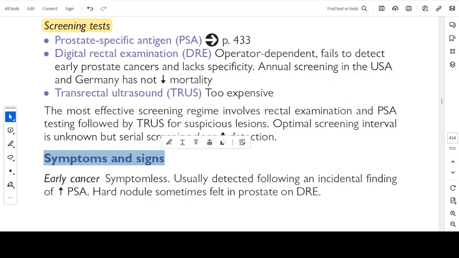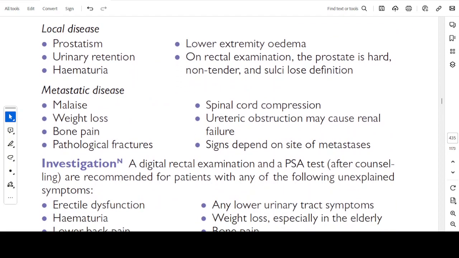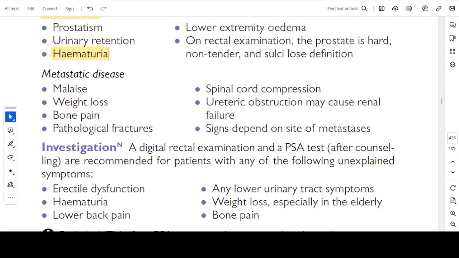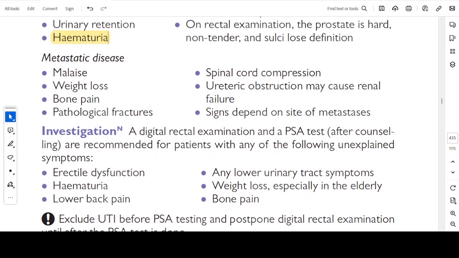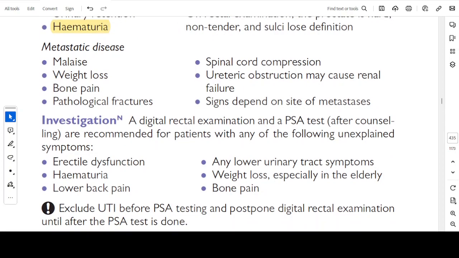Symptoms and signs of prostate cancer. Early cancers are symptomless, usually detected following an incidental finding of raised PSA. Hard nodules are sometimes felt on the prostate on DRE. Local disease can have symptoms of prostatism, urinary retention, hematuria, lower extremity edema. On rectal examination, the prostate is hard, non-tender, and sulci lose definition. Metastatic disease: malaise, weight loss, bone pain, pathological fractures, spinal cord compression; ureteric obstruction may cause renal failure. Signs depend on the site of the metastasis.